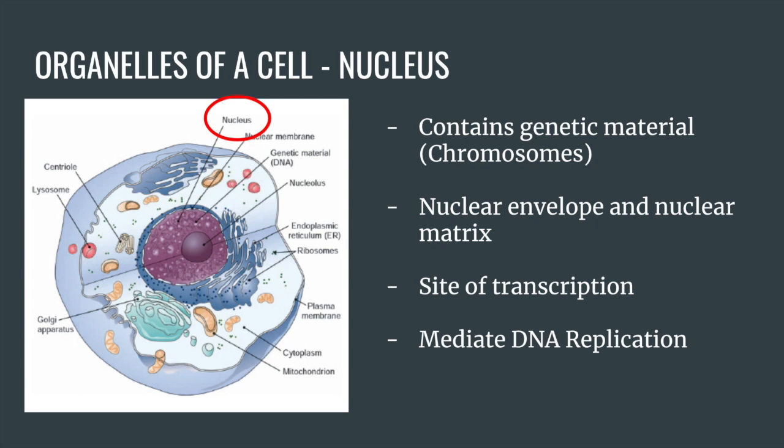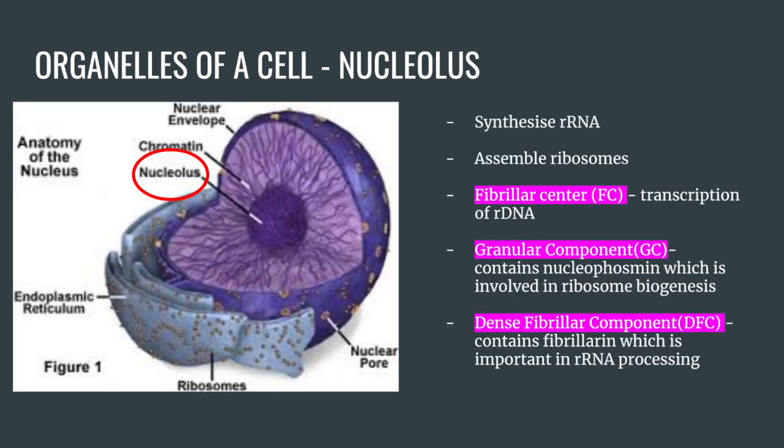We will first look into the nucleolus. The nucleolus is a round proteinaceous structure located inside the nucleus. Its main purpose is to synthesize rRNA and assemble ribosomes. It is made up of three main components: the fibrillar center, FC, where transcription of rDNA occurs, the dense fibrillar component, DFC, which contains fibrillarin, and the granular component, which contains nucleophosmin required for ribosome biogenesis.